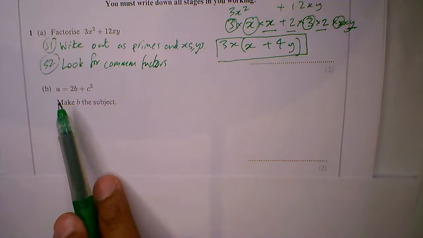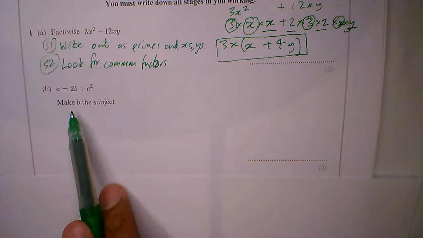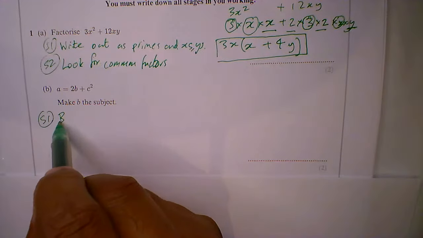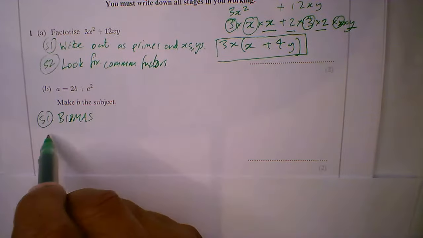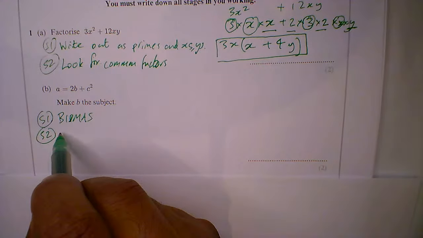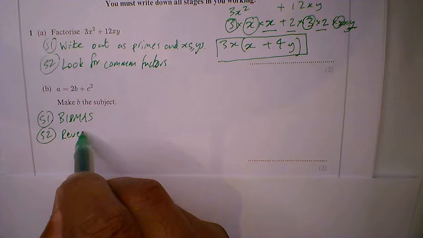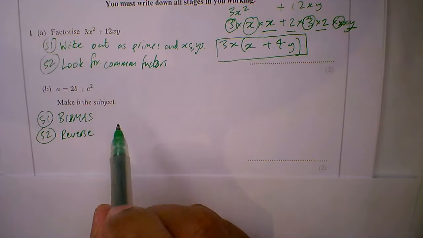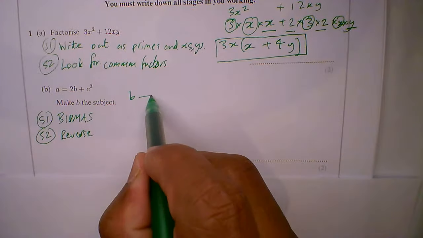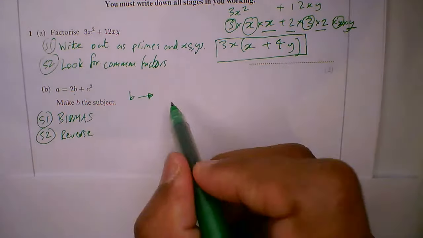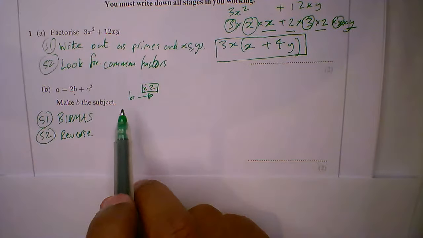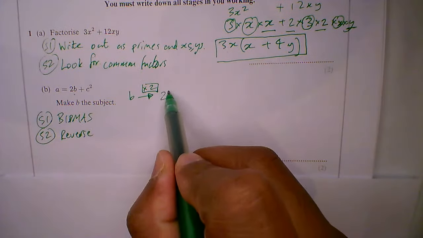Question 1b: a equals 2b plus c squared. Make b the subject. So step 1, I am going to look at BIDMAS. And then step 2, I am going to work backwards, reverse. So I have got b the subject. If I start off with b, what do I do to make it 2b? I need to multiply it by 2.